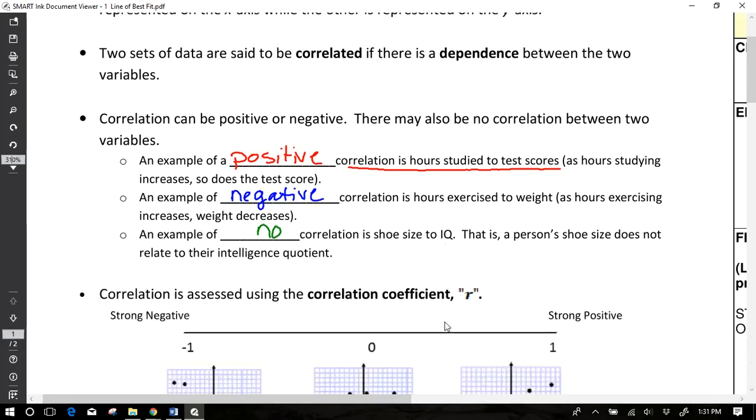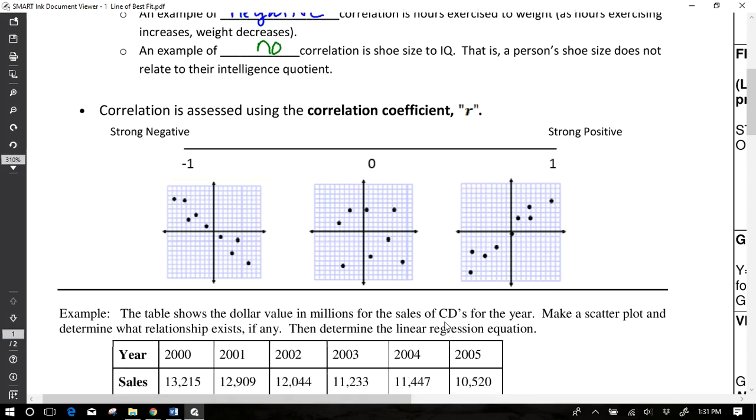So a correlation is assessed using the correlation coefficient, which we're going to learn how to do in the calculator. And this is represented with the letter R. So I'm just going to mark off here on my line. It only goes from -1 to +1. And so this is positive right here. And you can look at the graph underneath it. This is a strong positive on the right. On the left, I have a strong negative, and in the middle, I have no correlation whatsoever.